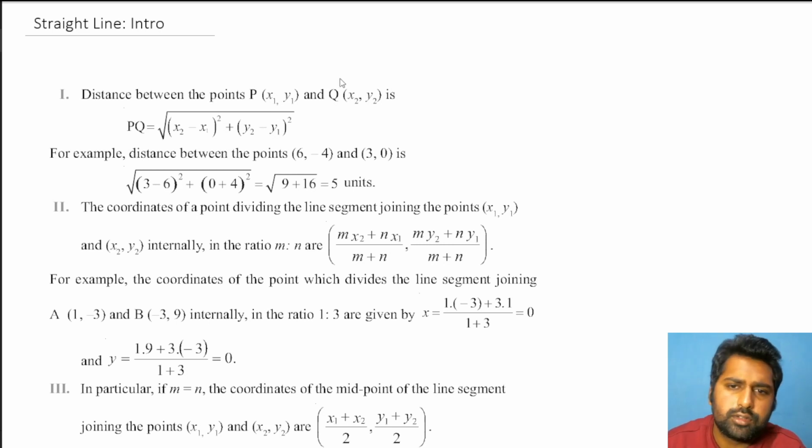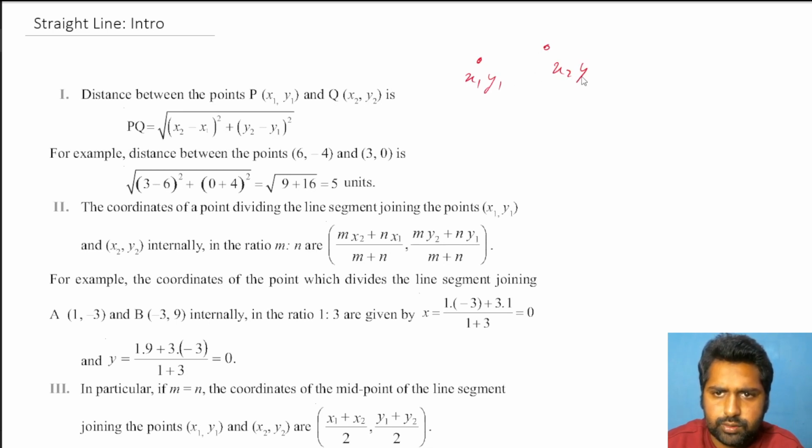Suppose you have 2 points x1 y1 and x2 y2, and you need to calculate the distance between these two. The distance is given by this formula: square root of (x2 minus x1) whole square plus (y2 minus y1) whole square. For this example, if we consider this as my x1 y1 and this as my x2 y2, just apply the formula: x2 minus x1, so (3 minus 6) whole square plus (0 minus minus 4), this is minus 4, so (0 minus minus 4) whole square.